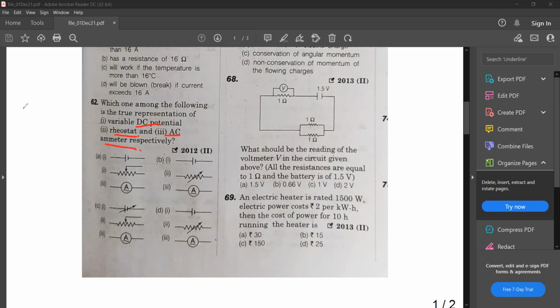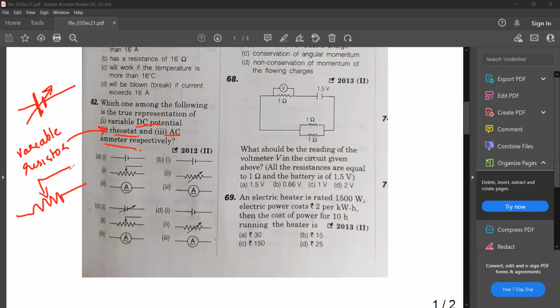So a variable DC potential means what? This is DC, isn't it? We'll mark a DC battery or a cell using this symbol. Variable means you'll put an arrow. So variable DC potential means this is the figure. Now rheostat. What is rheostat? A variable resistance or resistor is known as rheostat. So variable resistance means you'll draw a resistance and put an arrowhead like this. This is rheostat.